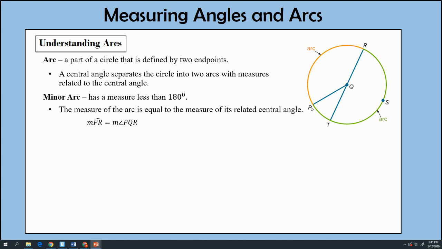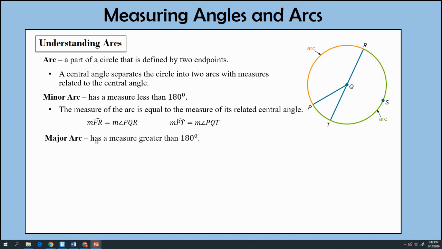Whatever the measure of angle PQR is, whatever this central angle is, let's say it's 120 degrees. If PQR is 120 degrees, then arc PR we will say is a 120 degree arc. So a central angle and the arc it intercepts are going to have the same measure. PT is another minor arc, and it's related to a central angle PQT. Whatever this angle measure is, we assign this arc the same measure. So the central angle and the arc are related in measure.